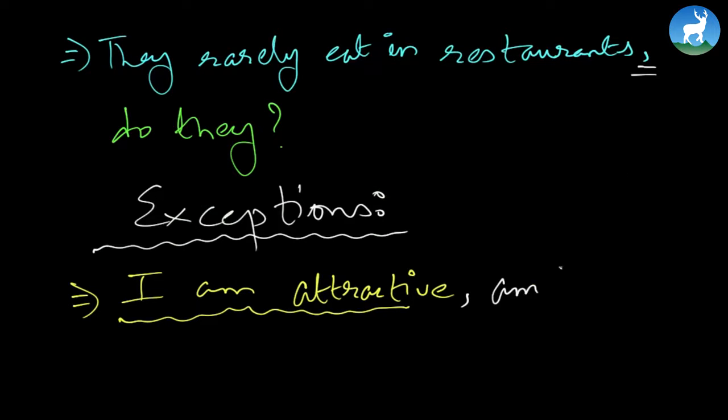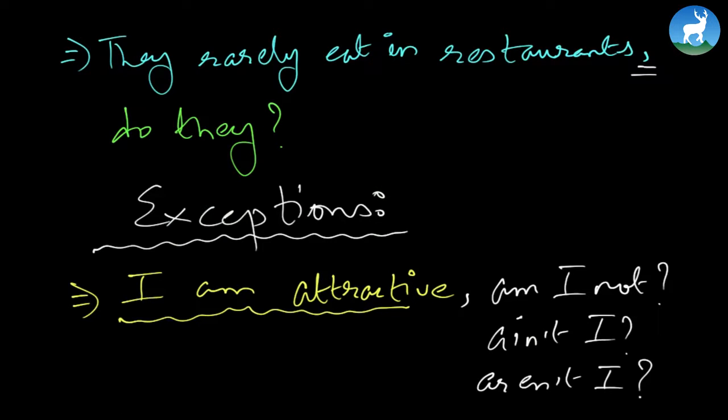Can we write "am I not?" Can we write "ain't I?" Or is it "aren't I?" So in this case, we go with the third option, that is "aren't I?" I'm attractive, aren't I? Which is the correct one.